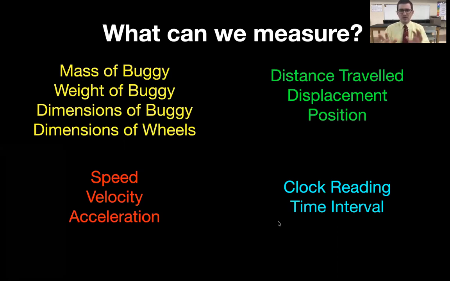So of this list, I've organized them into 4 different groups. We have the mass of the Buggy, the weight of the Buggy, the dimensions of everything. And so those, I'm just going to go ahead and say I'm going to eliminate them because they're not going to be interesting if we measure it, because as the car moves along, the mass of the Buggy doesn't change. None of these change at all. So it's not going to be a very interesting experiment for us to do.